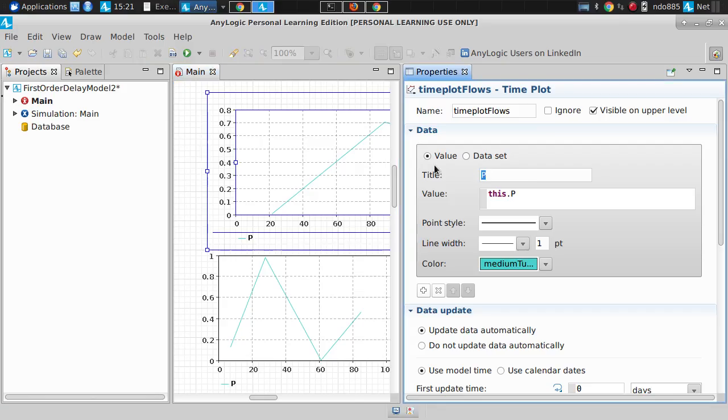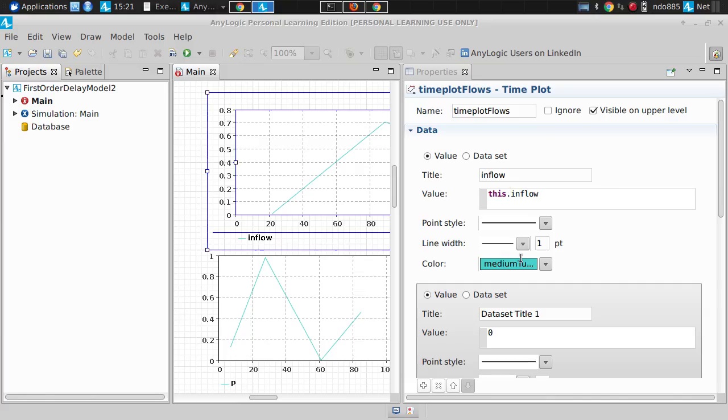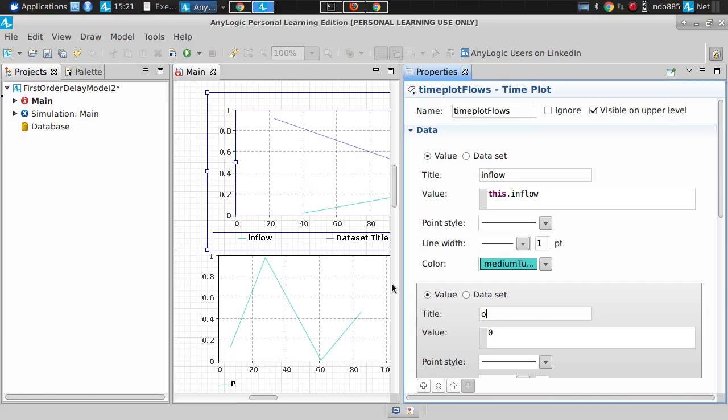Okay, ladies and gentlemen, time plot flows. I want to plot out inflow, and I want to plot out the outflow. And I'm doing this to teach a principle of first order delays. In fact, ladies and gentlemen, the motivation no less for their name.